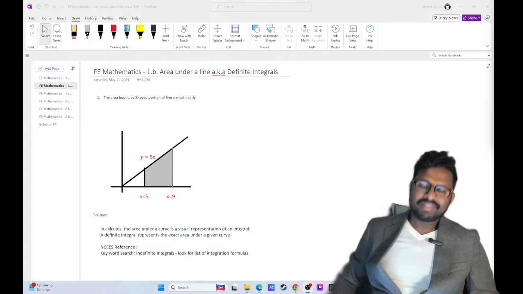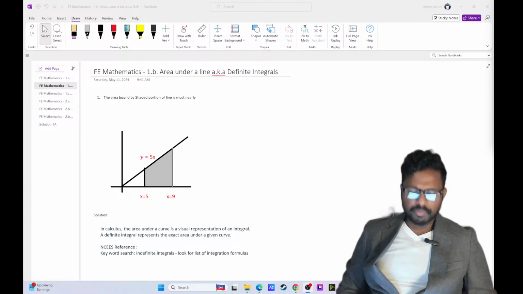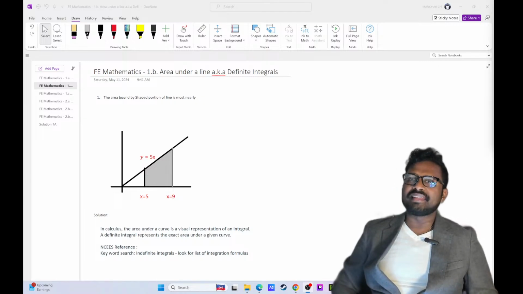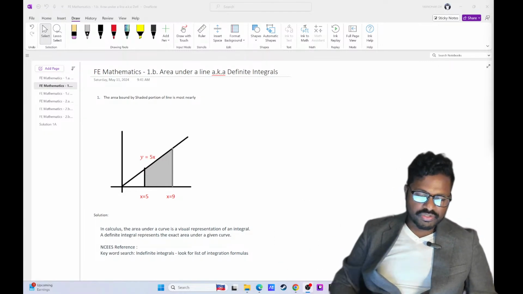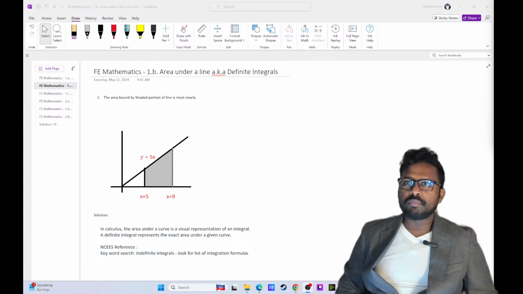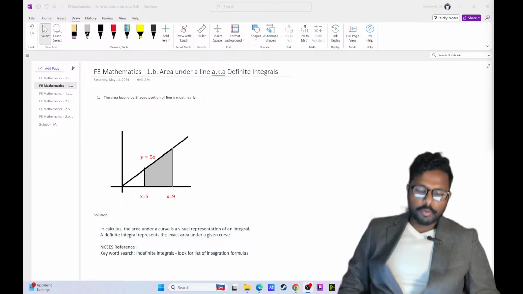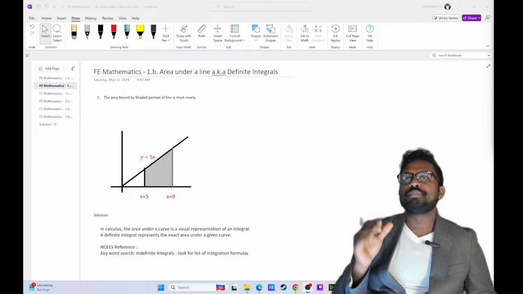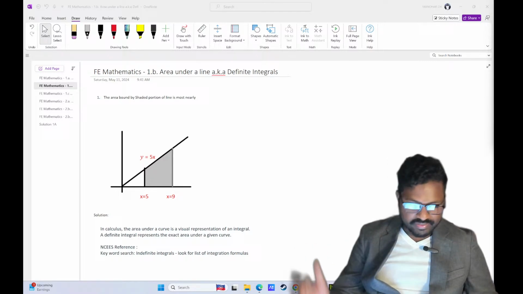Hello everyone. Welcome back to one more problem of solving the FE mathematics in the FE review series. In this current problem, we are going to solve the area bounded by shaded portion of a line, which is one of the simplest and most important topics in FE mathematics section.